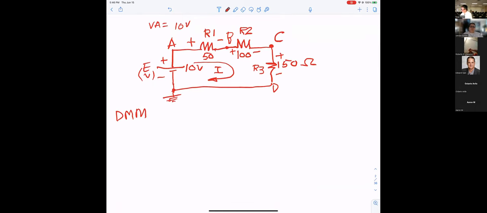Now, number one, okay? Measure VB. That means you want to measure voltage at point B. You get a DMM.